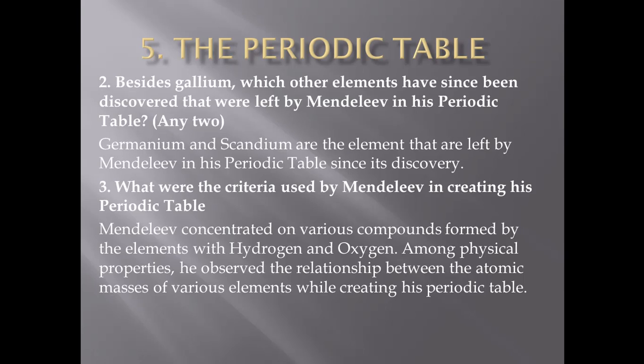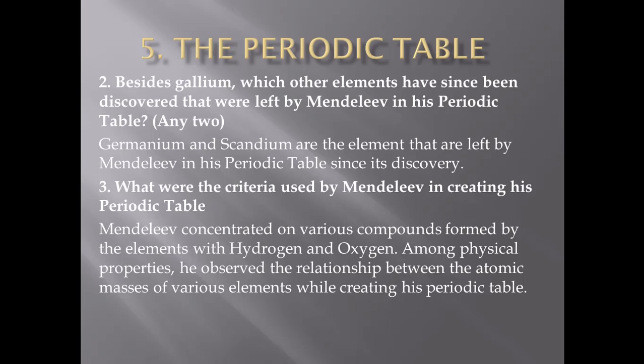Question number 2 is, besides gallium, which other elements have since been discovered that were left by Mendeleev in his periodic table? So the question is, which elements other than gallium were predicted by Mendeleev and discovered later on? We know that scandium, germanium and gallium were the 3 elements which were discovered later, but the properties of these elements were predicted long before by Mendeleev. So he called scandium Eka boron, gallium Eka aluminium and germanium Eka silicon. So the other 2 elements other than gallium are germanium and scandium. Hope it is clear.